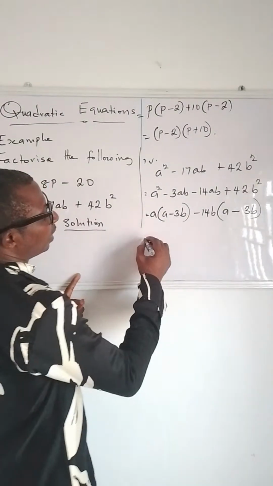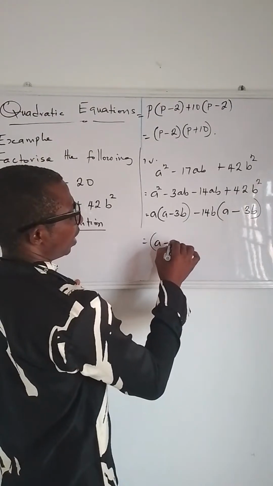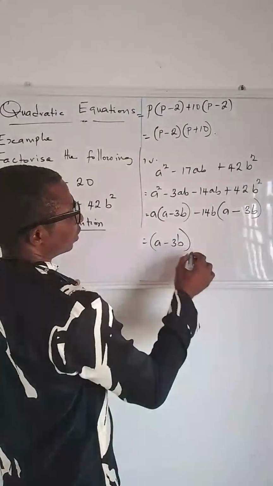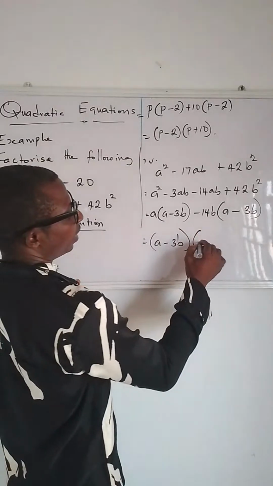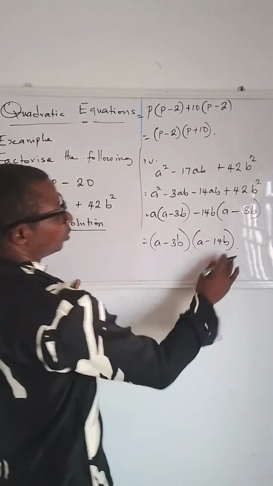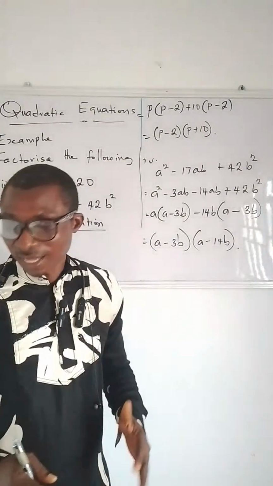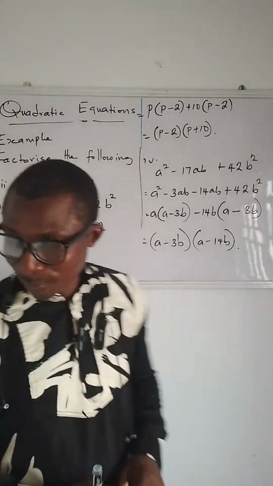Okay, so now what's the next thing? Bring out the common factor. And that is what? A minus 3b. Okay, so now you are left with a minus 14b. This is going to be the answer to the problem. All right, so I think I'm done with mine. So now let me give you your homework.